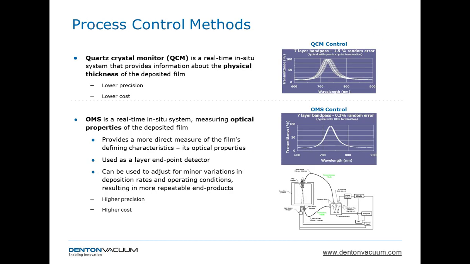And since we're touching on process control, let's briefly discuss our options, as they can be applied to most deposition technologies and can have a significant impact on both device quality and the cost. A more simple, lower cost, lower precision in situ control system would be a quartz crystal monitor. It provides information about the physical thickness of the deposited film. And while it may be sufficient for a lot of metallizations, it might be insufficient for some of the optical films. In this case, we would need to go to something more sophisticated, OMS.